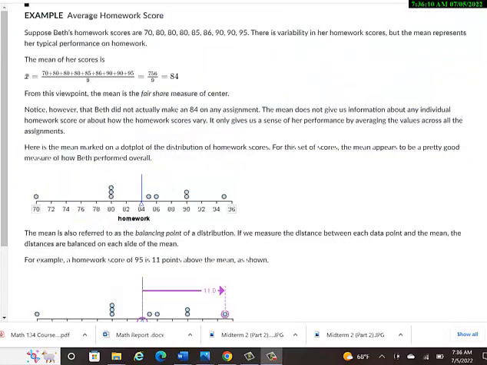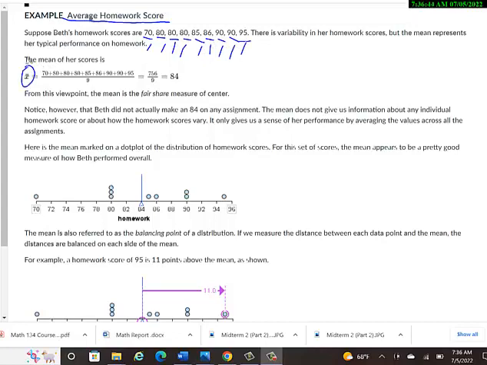Okay, now we'll talk about a little bit more complicated one because there are more values here. So kind of a similar thing, but instead of quizzes, we'll talk about homework. So suppose that Beth's homework scores are 70, 80, 80, 80, 85, 86, 90, 90, 95. So it's nice that they put them in order from lowest to highest. There's variability in her homework scores, but the mean represents her typical performance on homework. So we'll add all those together, and we have to count how many there are, right? 1, 2, 3, 4, 5, 6, 7, 8, 9. Okay, there are 9 scores.